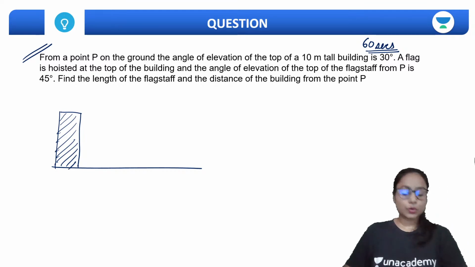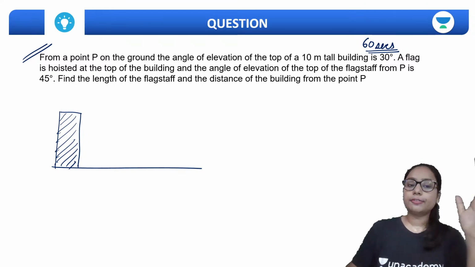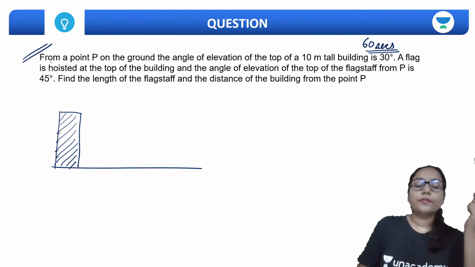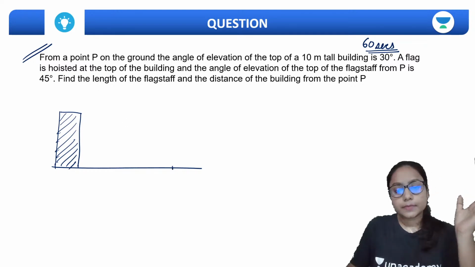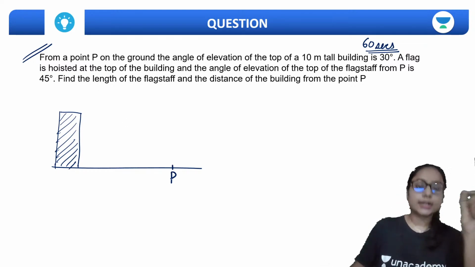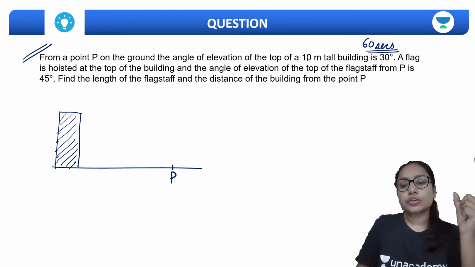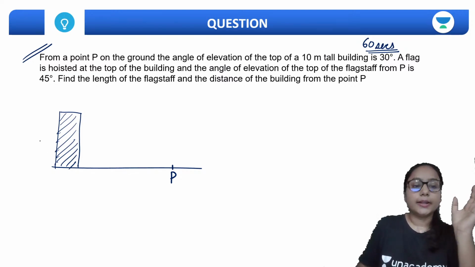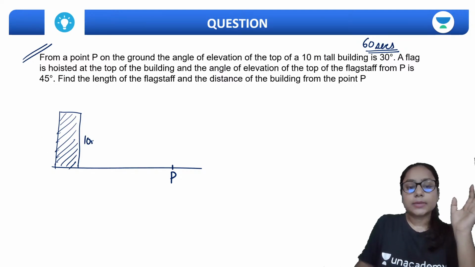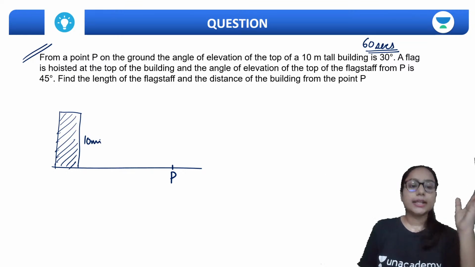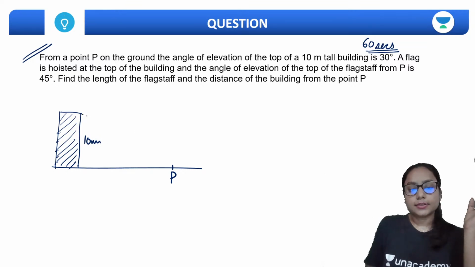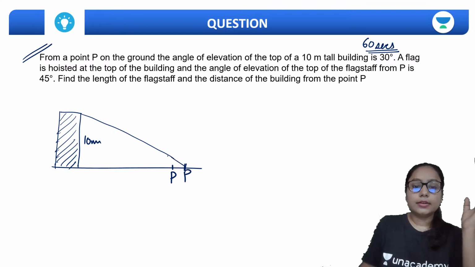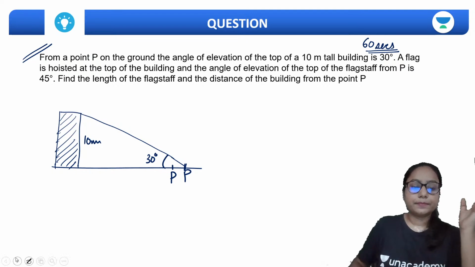Okay. So let us draw the figure. So this is the building. Now from a point P on the ground, let us take point P on the ground, the angle of elevation of the top of a 10-meter tall building. What is the height of this building? 10 meters. The angle of elevation is 30 degrees. So this angle at point P is equal to 30 degrees as given in the question.